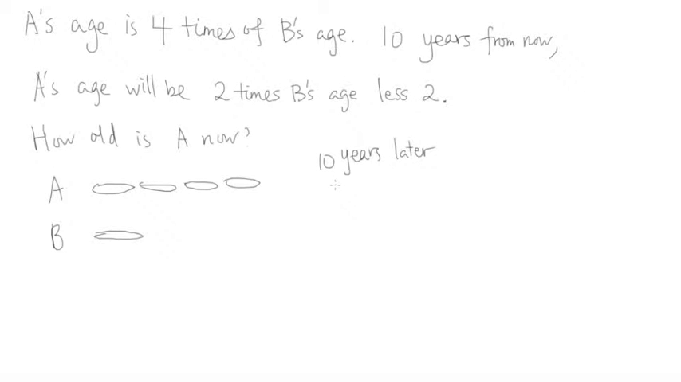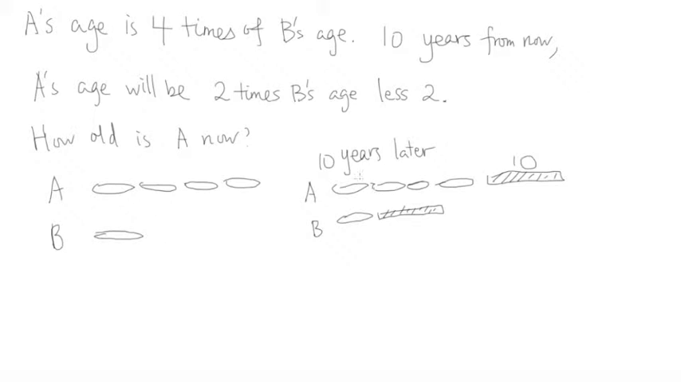So 10 years later, of course, you have these 4 pieces. 1, 2, 3, 4 pieces. And then you need to add to A's age by 10. So let's call this 10. Okay, so that's A. And what about B? B will be just this piece, then add 10 years later.